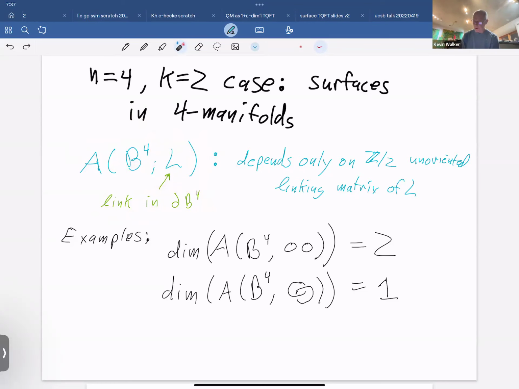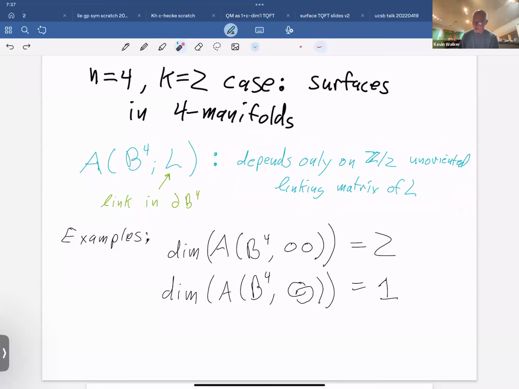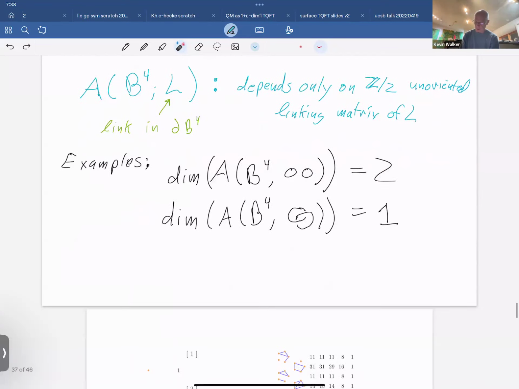Now, link invariants are interesting, but don't get too excited, because this depends only on the Z2 unoriented linking matrix of the link. So as a link invariant, it's super weak. For example, if I have two circles that are not linked, there is a total of two partitions, and both of those partitions are realizable by surfaces. But if I have the Hopf link, with non-zero linking number, there is no way to have them both bound disjoint surfaces in the 4-ball. So the dimension of this space is sensitive to the linking number.